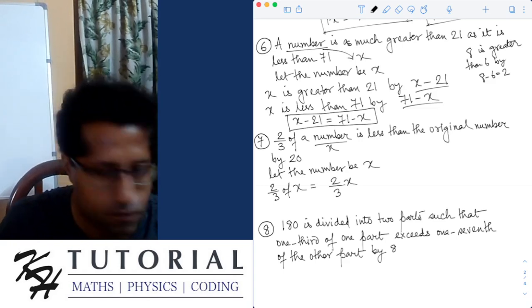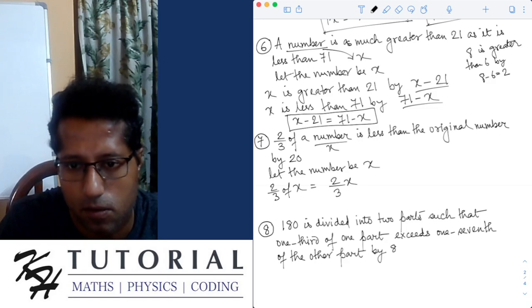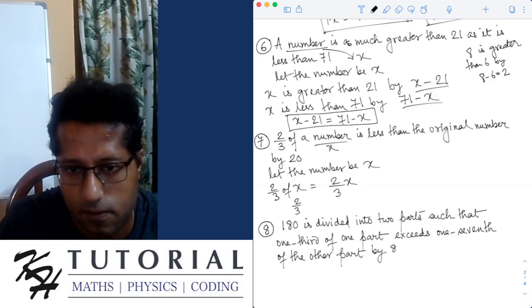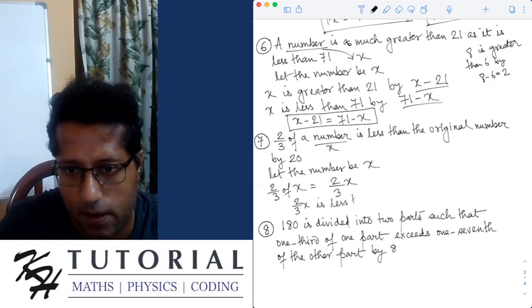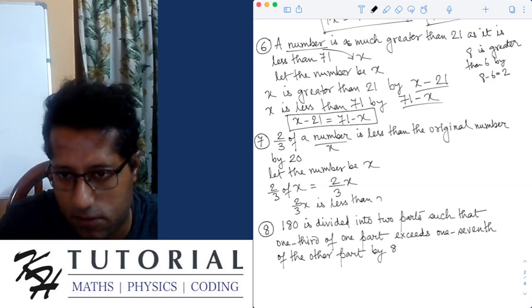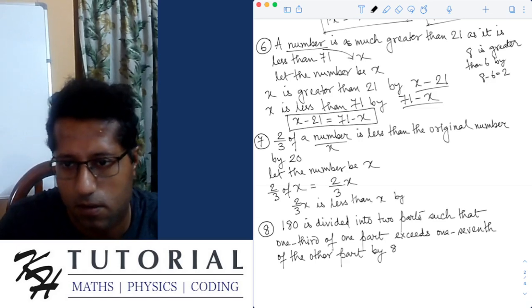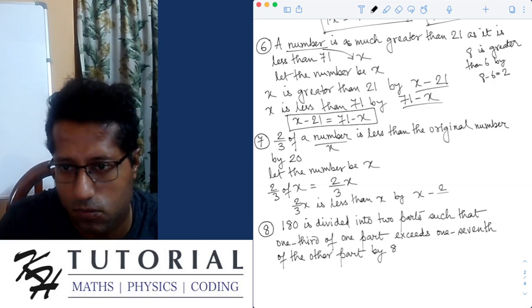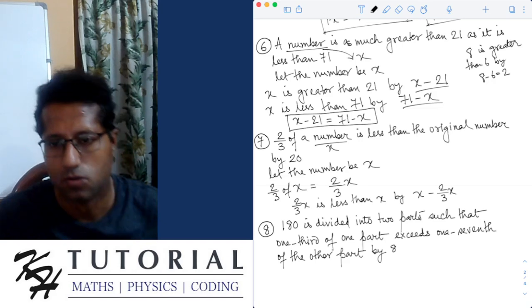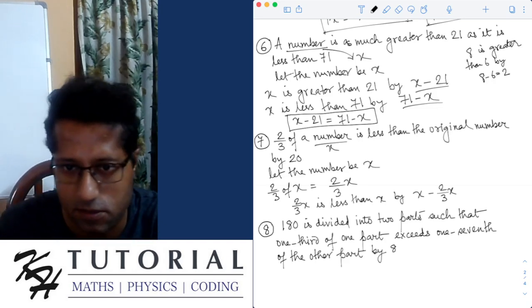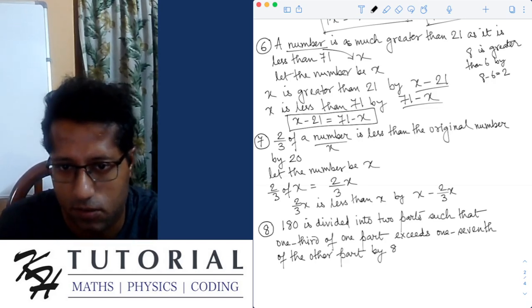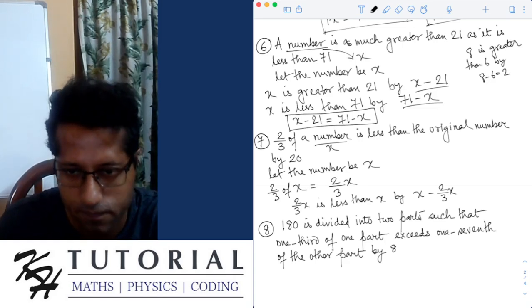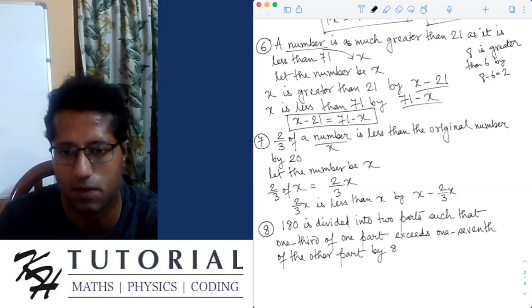Now we can say that 2/3 x is less than the original number x by x minus 2/3 x. So the larger number is x, 2/3 x is the smaller number. The original number was x and 2/3 x is the smaller number. So how small is 2/3 x from x? So we have to subtract 2/3 x from x.